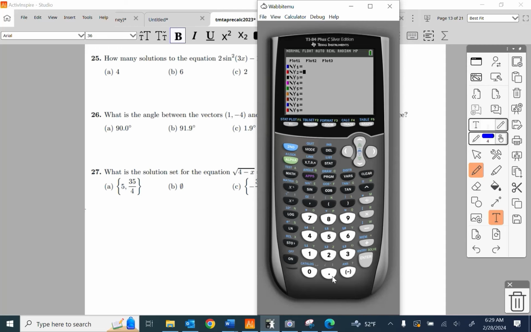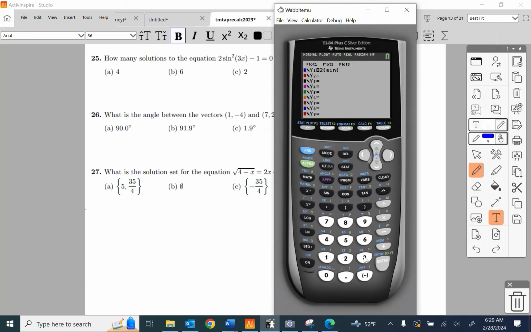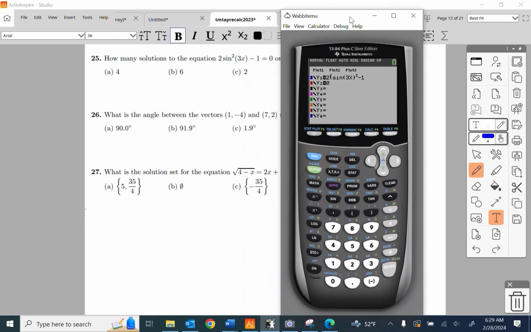The issue is putting in sine squared. You have to do 2, well, let me put that in Y1. 2 parentheses sine, was that 3x? Close parentheses squared minus 1. And we want to know where it's 0. And our window here, as it talks about from 0 to pi, is going to have an x min of 0 and an x max of pi. And then graph.